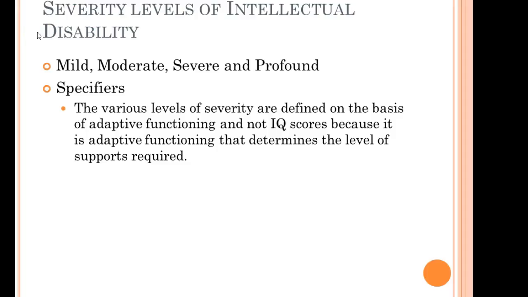There are four levels of intellectual disability. There's mild, moderate, severe, and profound. The various levels of severity are defined on the basis of adaptive functioning and not IQ scores, because adaptive functioning usually determines the level of supports that an individual requires to maintain quality of life.